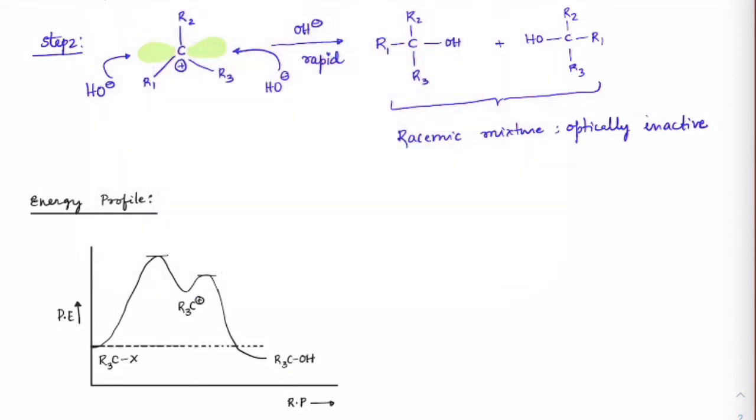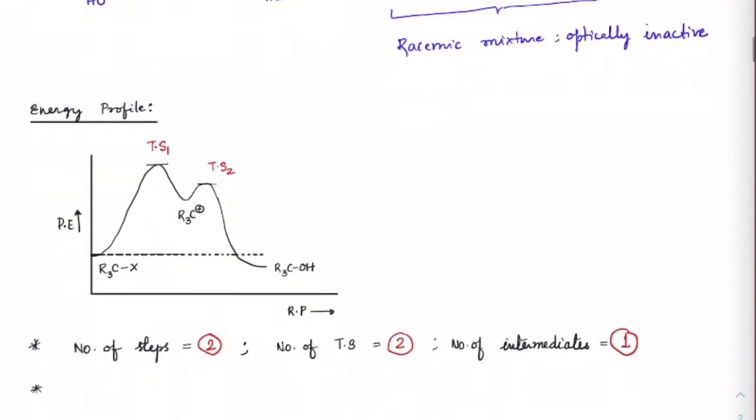So it will go through two transition states. The first transition state, because it is a two-step reaction, is where an intermediate forms first. The next transition state is where the intermediate forms towards a product. So there are two transition states and one intermediate, got it? And totally there are two steps involved. So in a general SN1 reaction there are two steps, two transition states and one intermediate forming. Make a note, everyone.